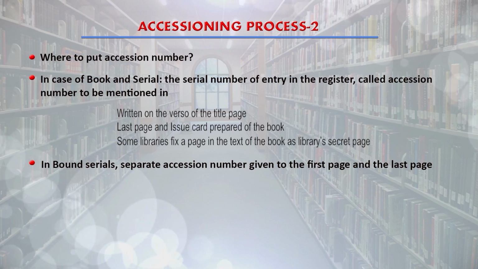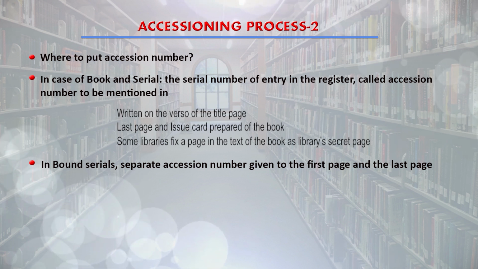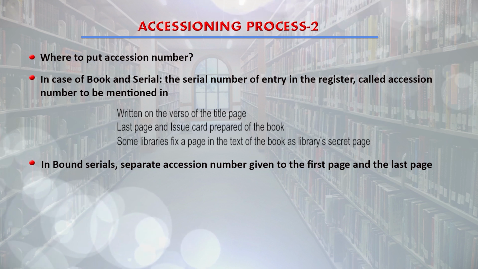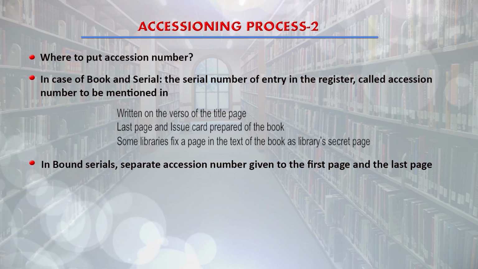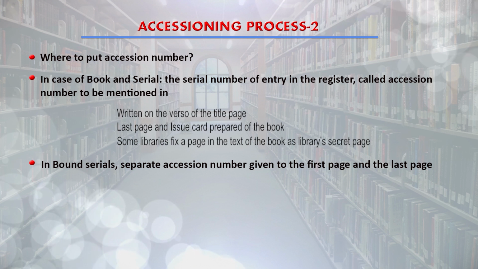A separate accession number has to be given for that purpose, because for loose journals you provide one accession number, but when you bind them, they are considered normally as a book. So you have to give them a separate accession number, and that has to be treated like a book.